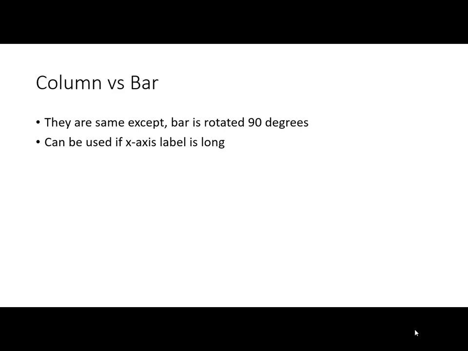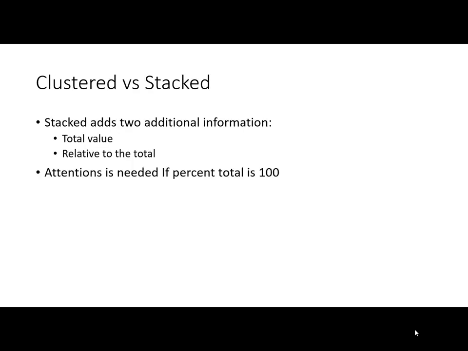Column versus bar: they are the same, but the bar is rotated 90 degrees. The reason for doing that, in my opinion, is that if the x-axis label is long, it's easier to read if you use a bar instead of a column chart.